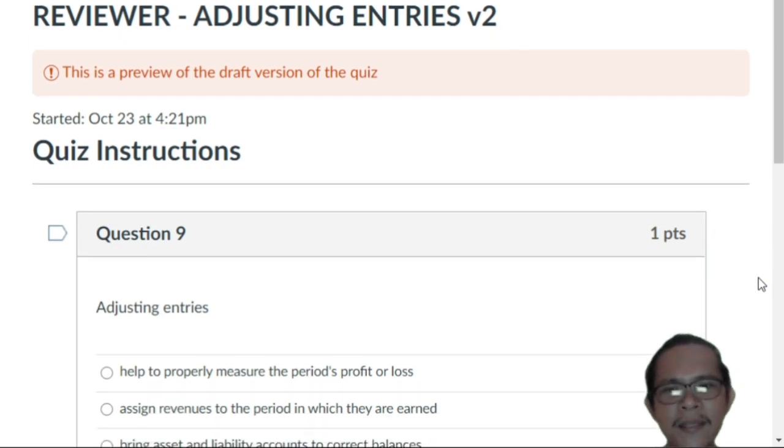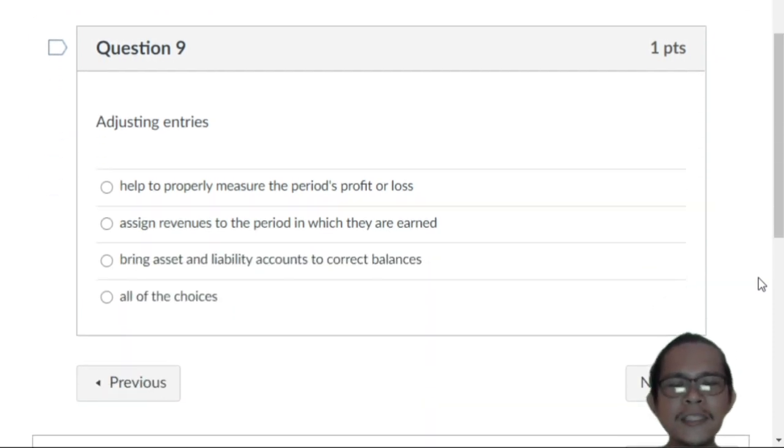Question number 9 naman tayo. The question is, adjusting entries help to properly measure the period's profit or loss, or assign revenues to the period in which they are earned, bring assets and liability accounts to correct balances, or all of the choices. Either meron ditong isang tama or tama yan lahat, kaya ang magiging sagot mo ay all of the choices.